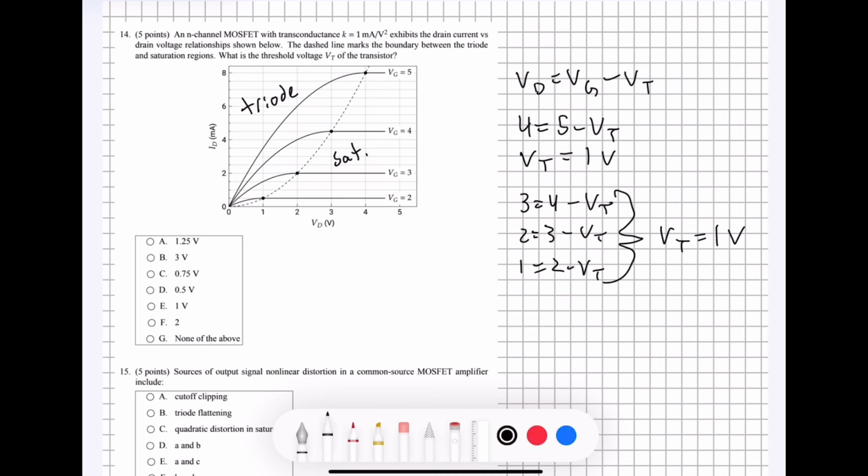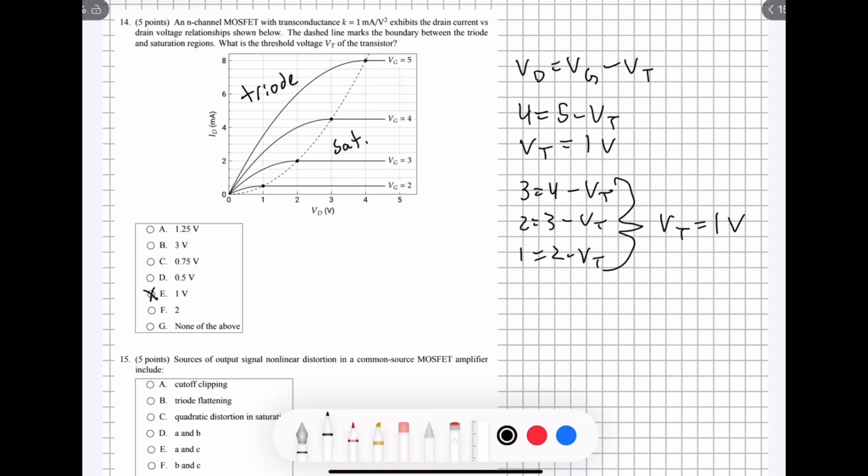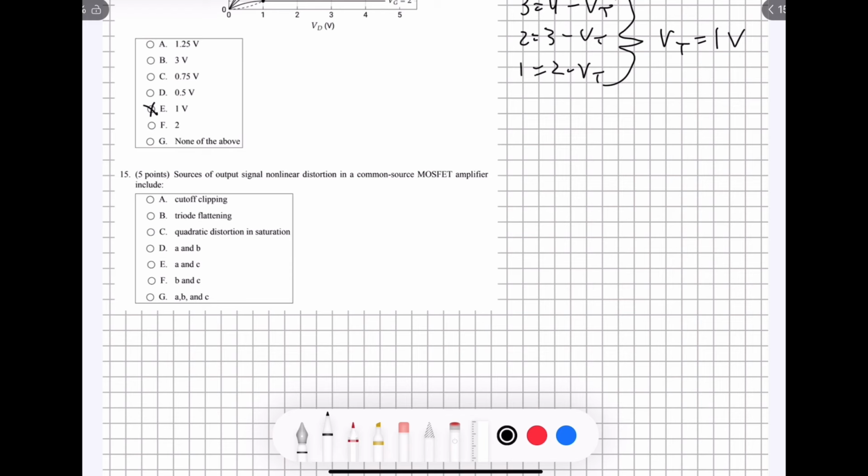It's always going to give you the same voltage threshold. So we know that the answer for this problem is going to be 1 volt. Moving on to question 15.